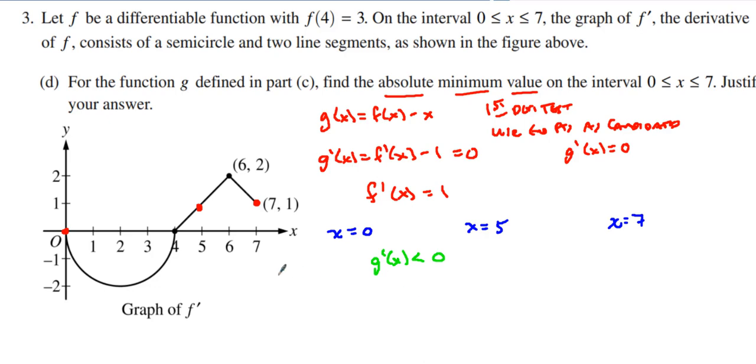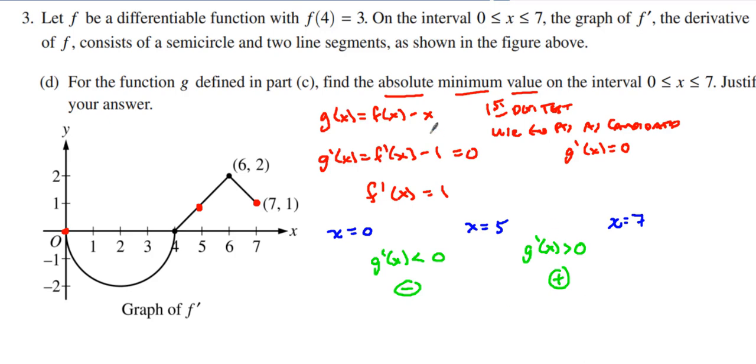Plug in any one of these points. Plug in at 4. F prime of 4 is 0. 0 minus 1 is negative 1. It's going to be a negative value right here. Between 5 and 7, I plug in any one of these points, and I know g prime of x is greater than 0. It's going to be a positive value here.